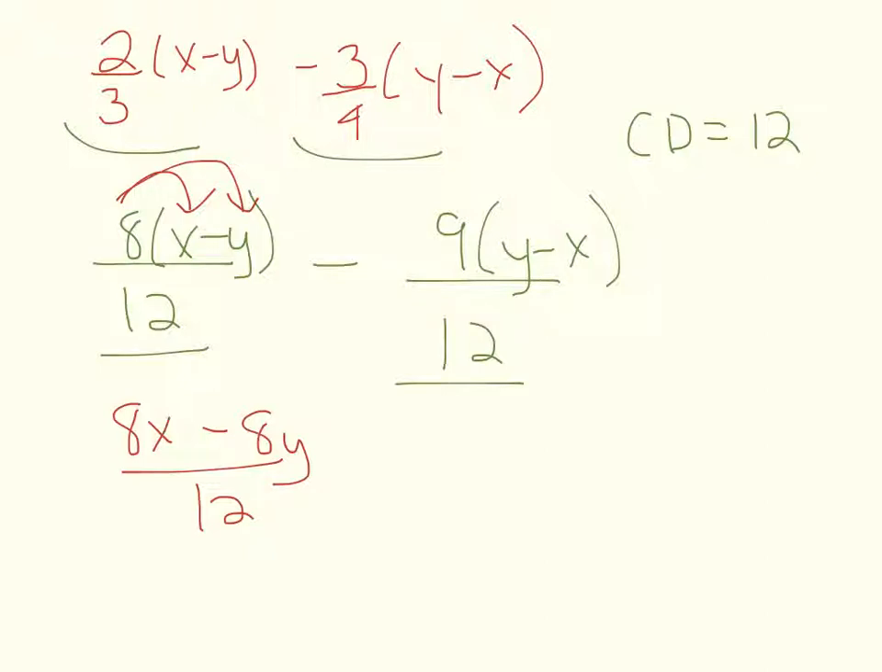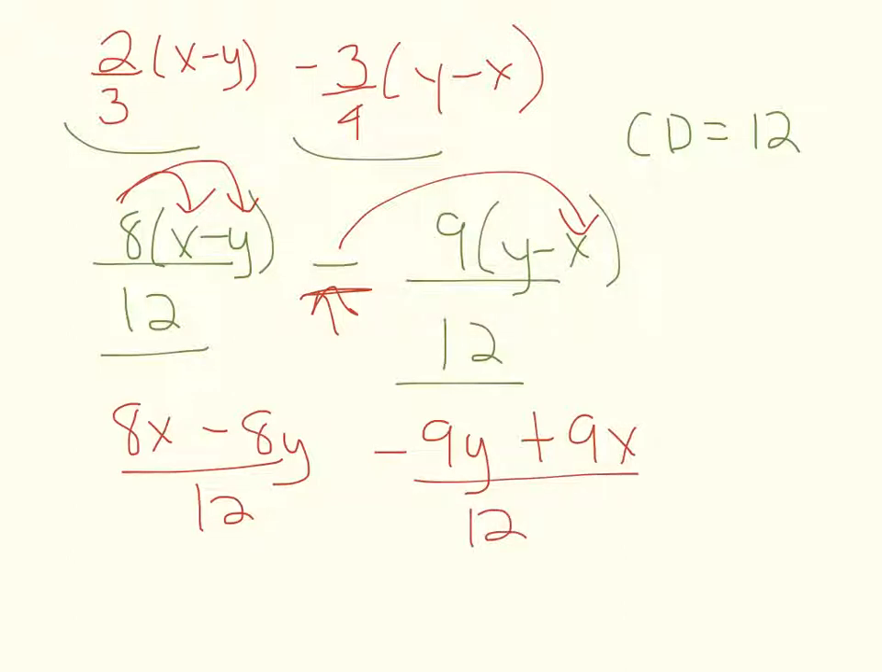So here, keep in mind you have a subtraction sign here, but that's really a negative number, or a negative value. So I have a negative 9, and I'm multiplying that by a positive y. So that's going to give me a negative 9y, and then I have a negative 9 multiplied by a negative x. So that's going to give me positive 9x, and it's also going to be over 12.